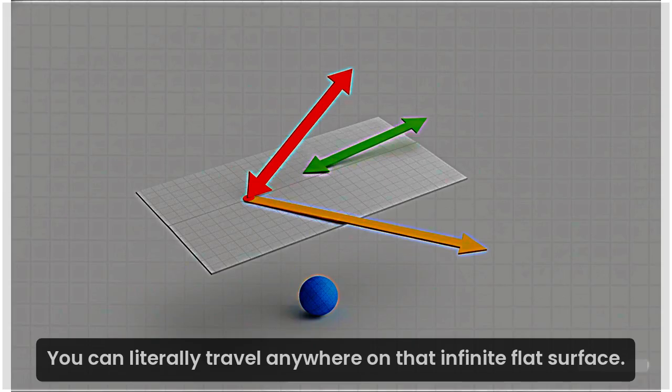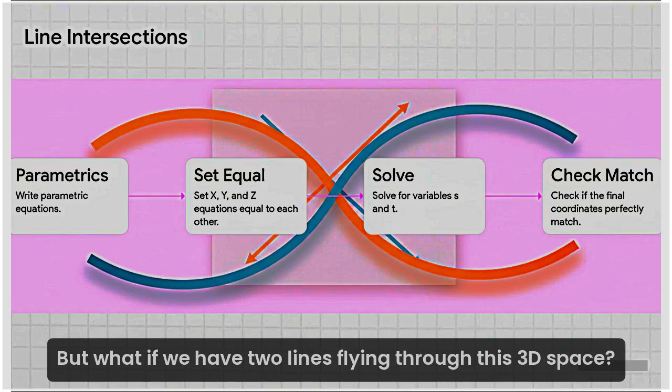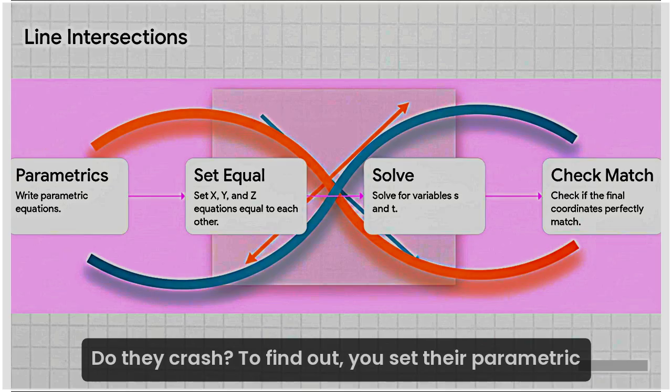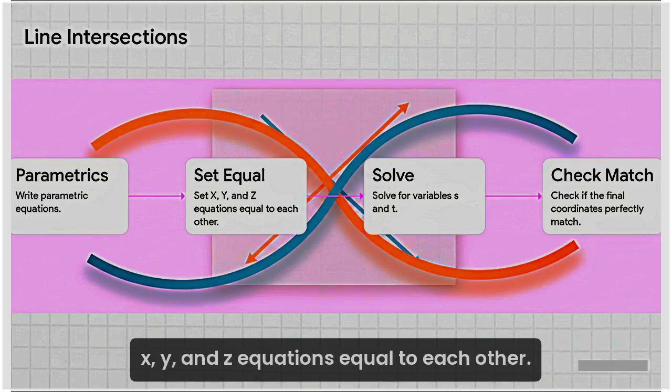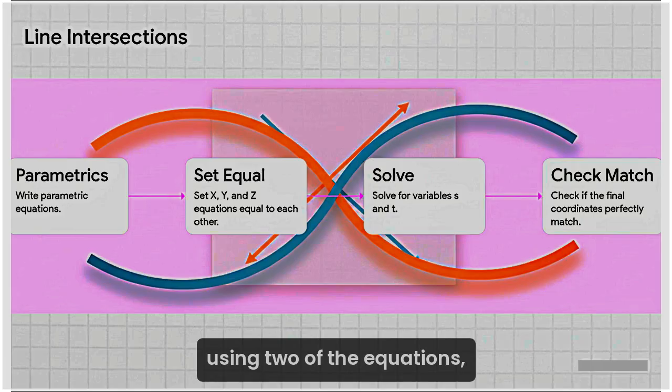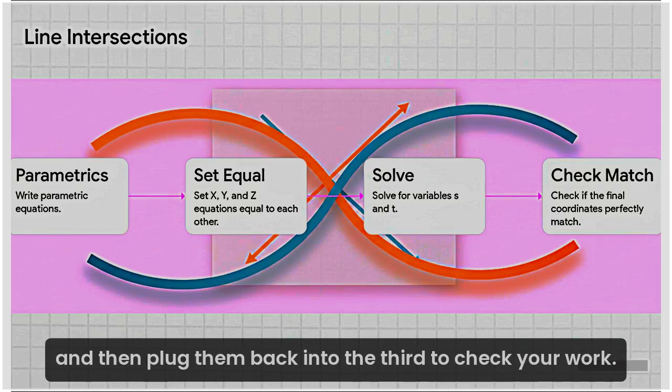By multiplying those two directional vectors by variable scalars, usually called t and s, you can literally travel anywhere on that infinite flat surface. But what if we have two lines flying through this 3D space? Do they crash? To find out, you set their parametric x, y, and z equations equal to each other. You solve for those scalars, s and t, using two of the equations, and then plug them back into the third to check your work.